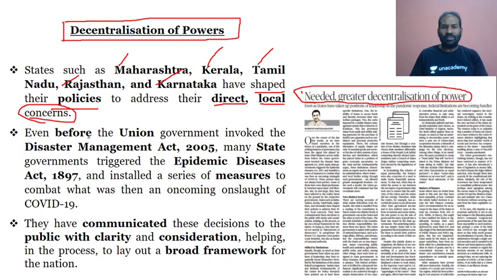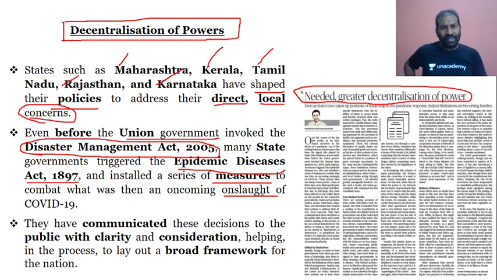And we have seen one of the instances: before the union government invoked the Disaster Management Act 2005 on the backdrop of COVID-19, please do understand here, many states had already invoked the Epidemic Diseases Act 1897. And they also put in place a series of measures on how to combat and come out of this COVID-19. That means definitely the states also have powers. Please do understand why we are taking up this example of the Disaster Management Act 2005 and the states invoking the Epidemic Diseases Act 1897. They went ahead with various measures.